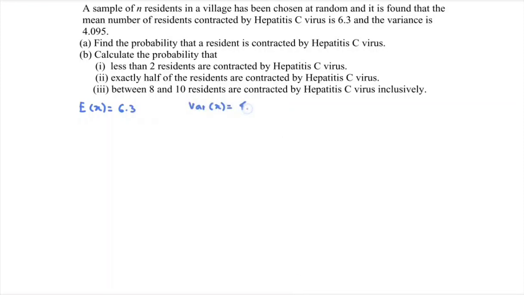is 4.095. So as we all know, np for the mean is equal to 6.3. And for the variance, we have npq is equal to 4.095. Kindly substitute the np. So we have q, which is equal to 4.095 over 6.3. So q will be equal to 0.65.